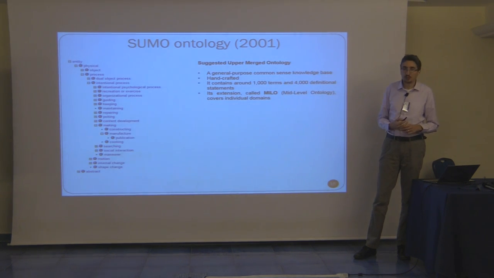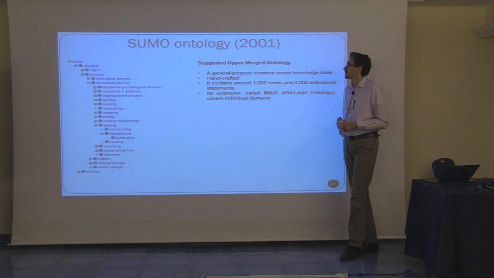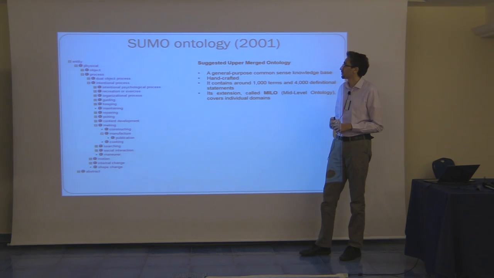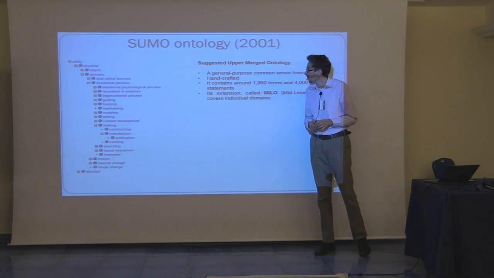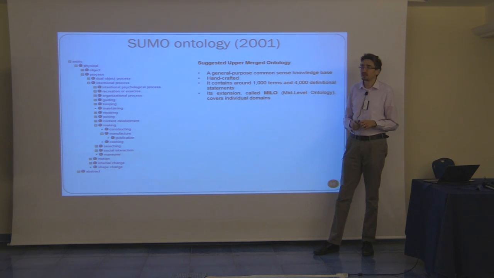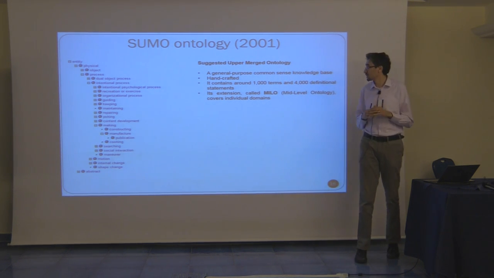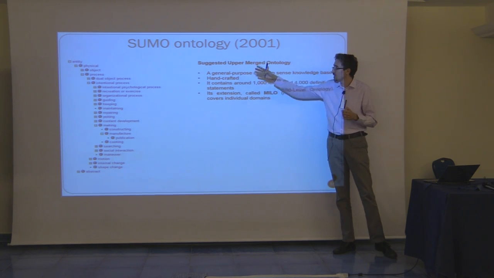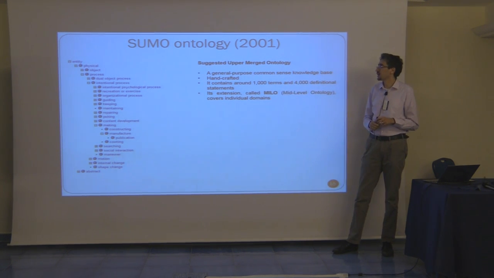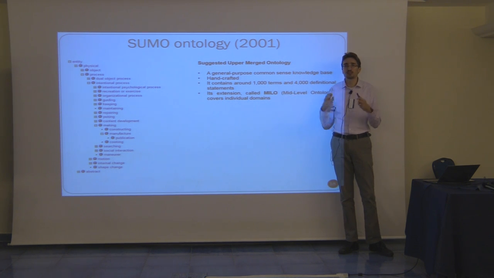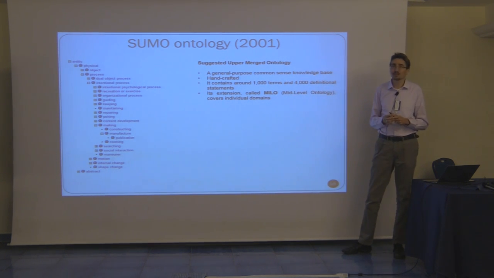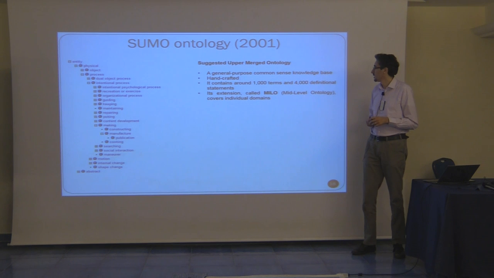Another knowledge resource which has been built in time is Sumo, which is also similar in terms of the way in which it is structured, because it has a part which is an upper level ontology, and then there is an extension which is called Milo, which covers some specific domains. Both Psyche and Sumo are manually built, as well as WordNet and MultiWordNet. So they are making an effort to make it very high quality.